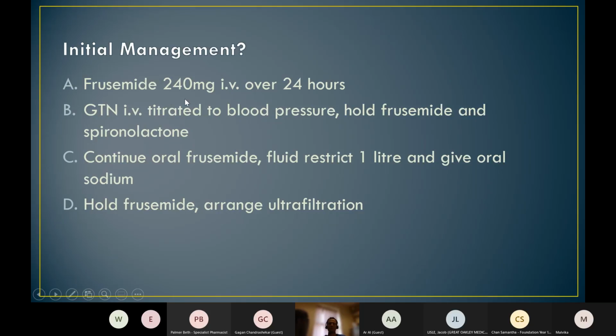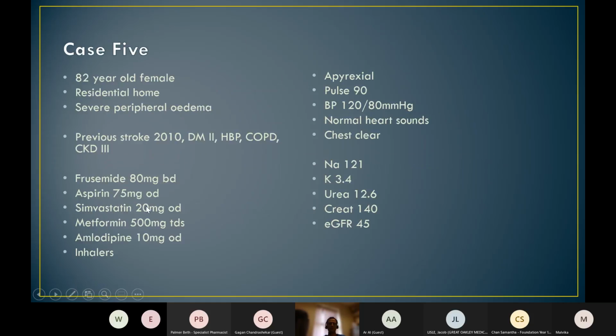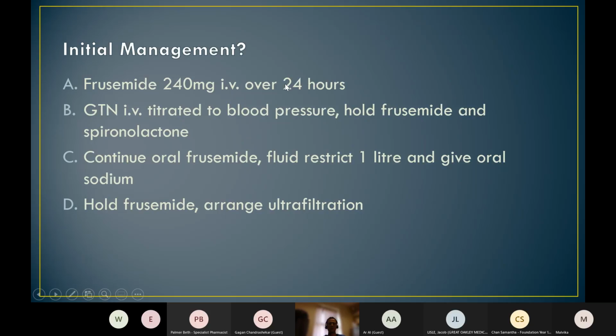The appropriate dose of furosemide to give in hospital would be the oral dose converted to IV plus 50%. So you might start with 80 BD IV. That wouldn't be so wrong, but given she's on 80 BD orally, assuming that's chronic as opposed to it was increased a week ago, then 240 over 24 hours would be the right appropriate dose to start.